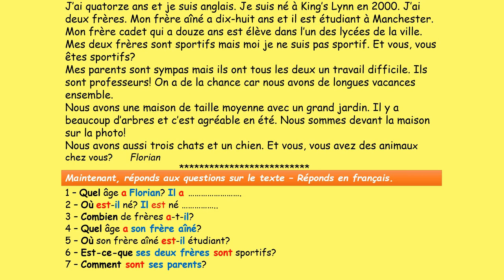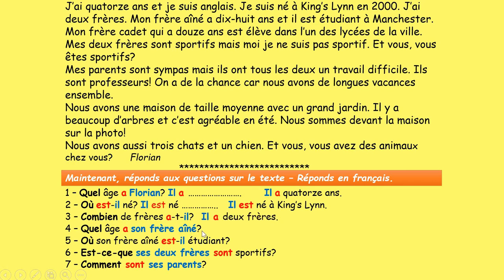Okay, so number 1 then. Il a, so mark yours in a different colour, il a 14 ans, he's 14 years old. Il est né à King's Lynn. Combien de frères a-t-il? How many brothers does he have? So I'm going to need to say he has, il a. And then he talks about his frère aîné, his oldest brother, and his frère cadet, his younger brother. And he talks here as well, my 2 brothers. So il a 2 frères.